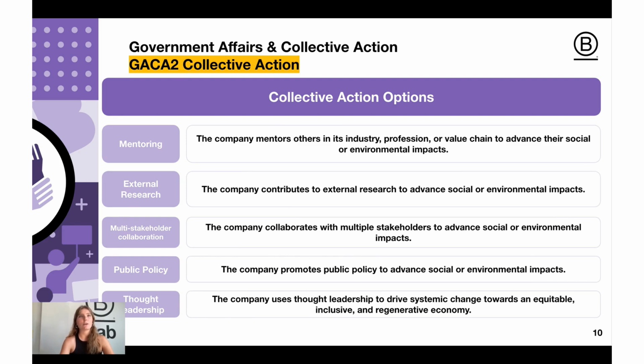And the last option for collective action here is thought leadership on systemic change. So companies share their expertise and insights to inspire action. For example, you can teach or give guest lectures, speak at public forums. So it's all about speaking engagements that reach large audiences outside your own company.